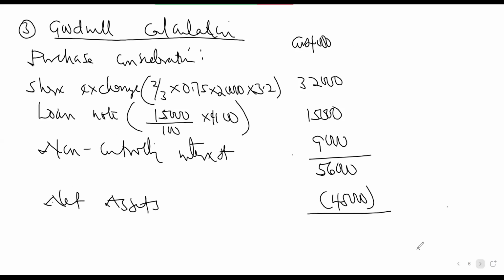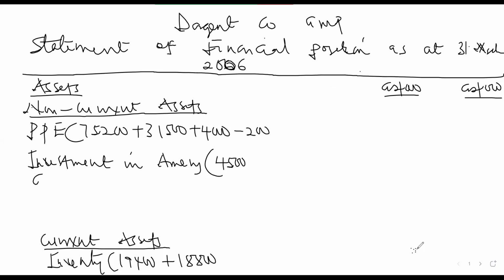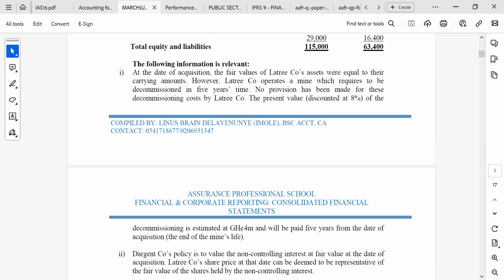What will be the goodwill? 11,000. Okay. The question is saying that there is no impairment on goodwill. So you just move on and put your goodwill here as workings, maybe workings 3. That will be 11,000. Okay. So we are done with the NCI also.